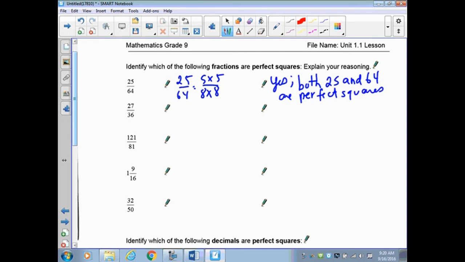All right. Now 27 over 36. Well, if you take a look at 27 over 36, the 36 is 6 by 6, but there is no whole number you can multiply by itself that'll get you 27. The lowest one would be 25, which is 5 by 5, and of course above that is 6 by 6. So this one is not a perfect square, so it's no, because 27 is not perfect.